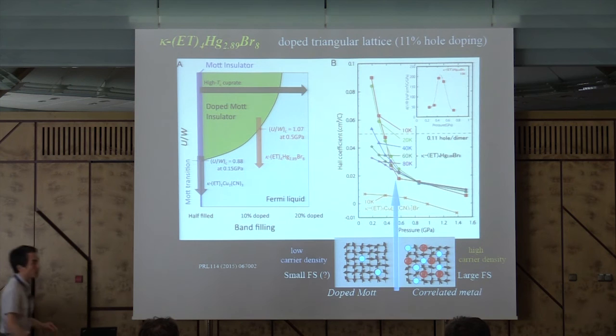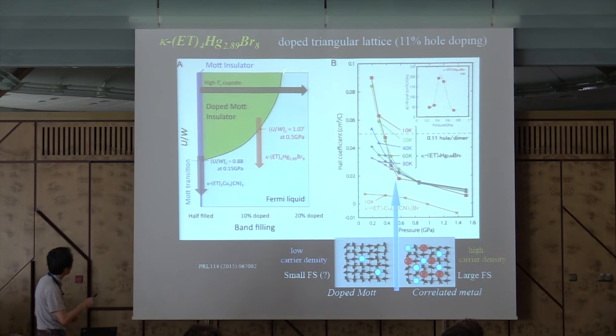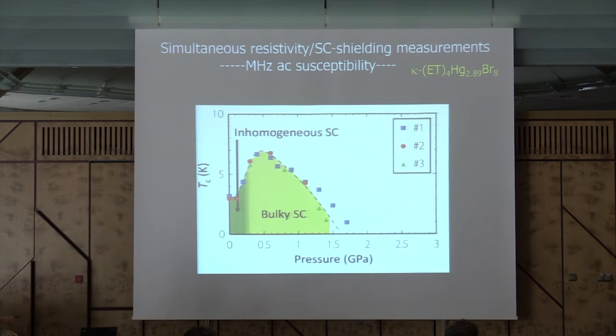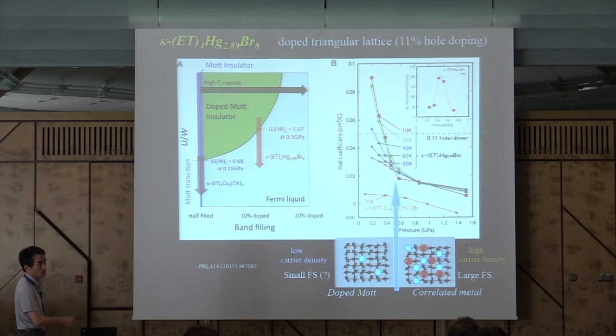Okay, so this sharp transition signifies a possible phase transition from a local density system, a small Fermi surface, to a large Fermi surface, or a crossover here. So this is a conjecture. And the optimal doping is also a conjecture. Okay, so Tc as a function of pressure forms a dome, like high Tc. And the maximum Tc occurs around 0.5 gigapascal. 0.5 gigapascal means that around this point, Tc forms a dome.